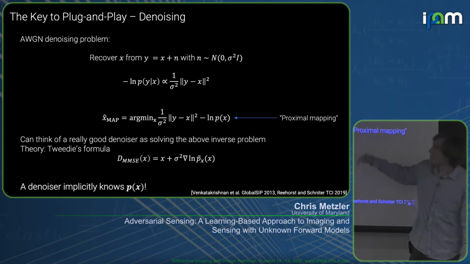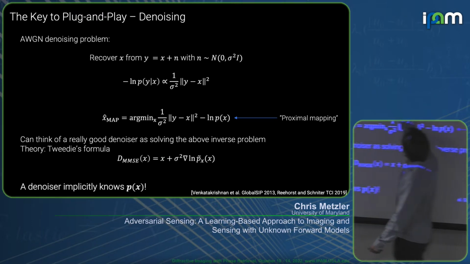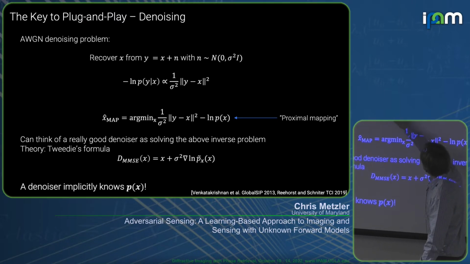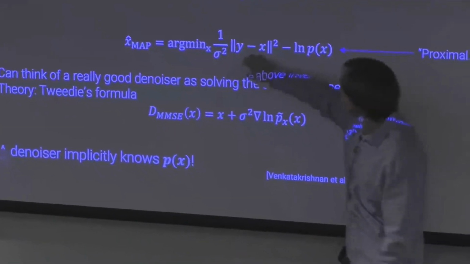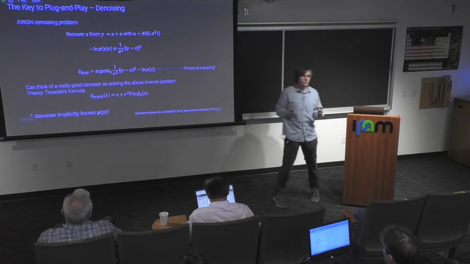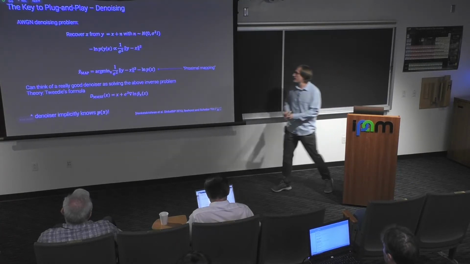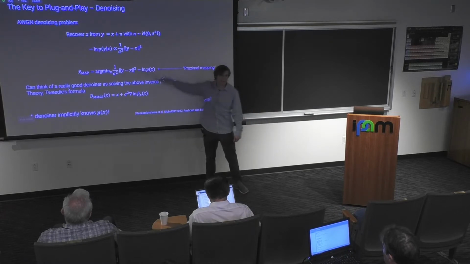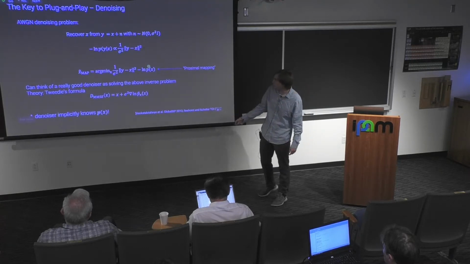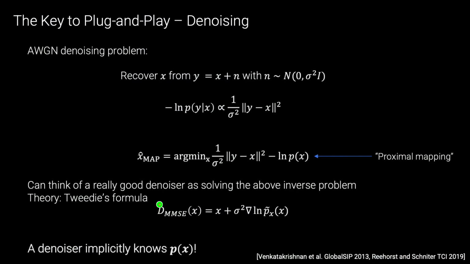So let's think about MAP estimation for denoising. We have a signal x that we'd like to recover, where x is contaminated with additive white Gaussian noise. We know the log likelihood of the measurements, and the MAP estimate is just solving this optimization problem. And if we have a really good denoiser, we can squint and assume that, hey, it's probably solving this. And you can make this a little more rigorous by Tweedie's formula, where essentially you can interpret a minimum mean square error denoiser as taking a gradient step up the blurred log likelihood of the data.